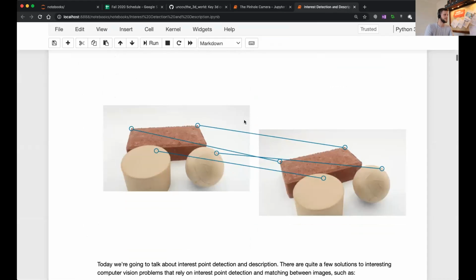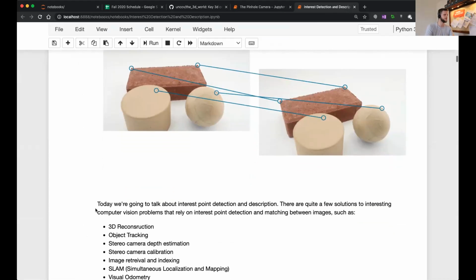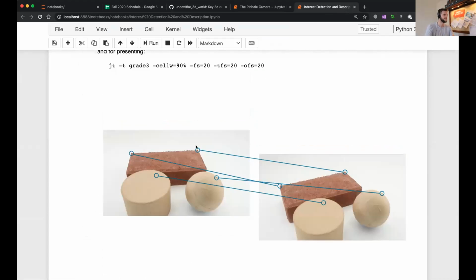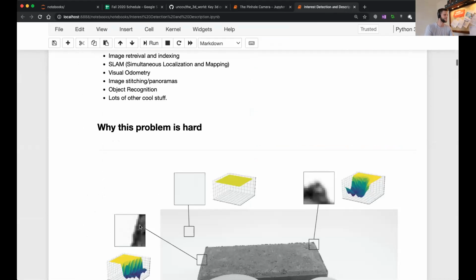And the idea here is, can I take two different views of the same thing? Here's a brick, ball, and cylinder from two different views. And can I match them, right? Can I figure out that, hey, this point matches that point? Because if I can do that, I can start to do some 3D reconstruction, basically. That's the idea. So all I want to talk about in this lecture is how do we find those points and how do we match them? Because it's surprisingly complex, as you may have guessed. So let's get into it.